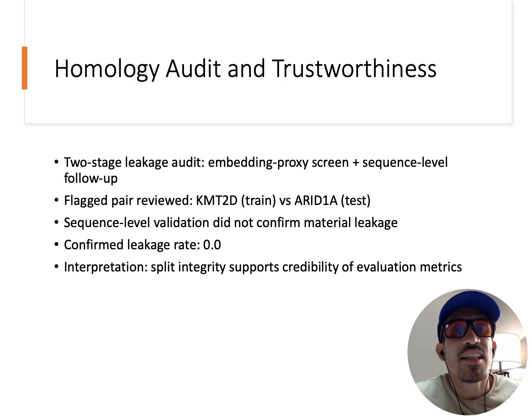To strengthen split validity, I performed a two-stage homology audit. Embedding-proxy screening flagged potentially similar cross-split pairs. Then sequence-level checks were run using Smith-Waterman alignment. The flagged train-test pair, KMT2D versus ARID1A, was not confirmed under configured thresholds. The final confirmed leakage rate was 0.0, supporting the robustness of the evaluation setup.